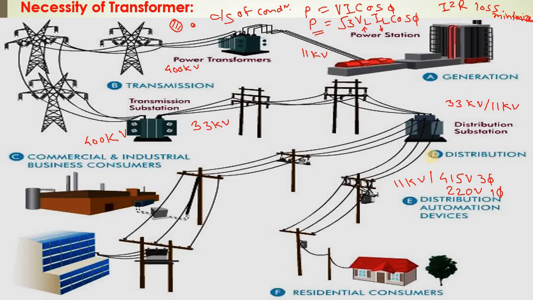Likewise, the voltage will again step down. As the voltage steps down, the conductor cross section will again increase, but the length of the conductor is small, so the power losses taking place near the end consumer will be low. You can see here the industrial consumers are given a supply of 33 kV or sometimes 11 kV. So the power will be transferred economically.